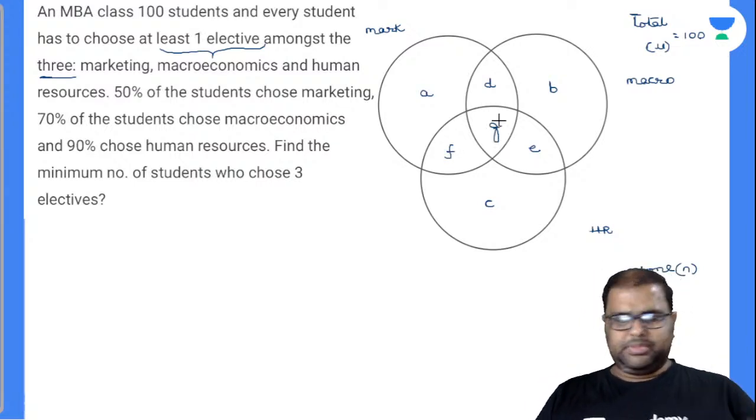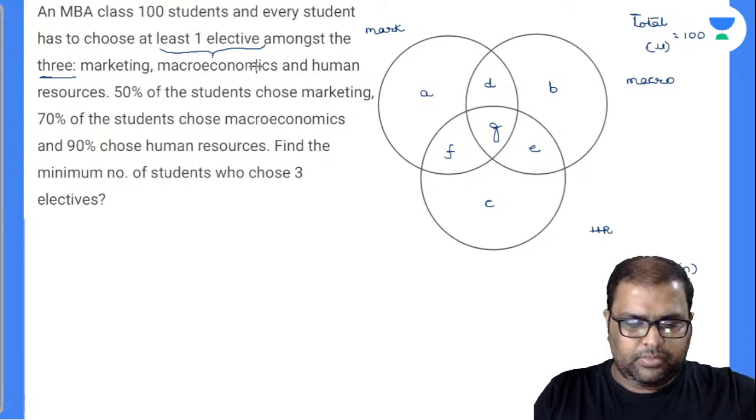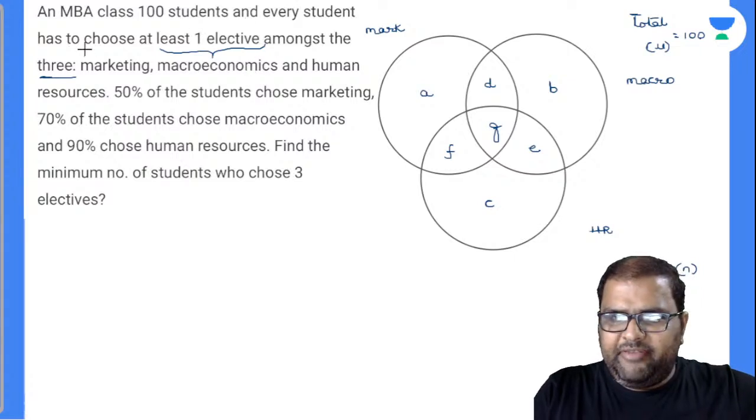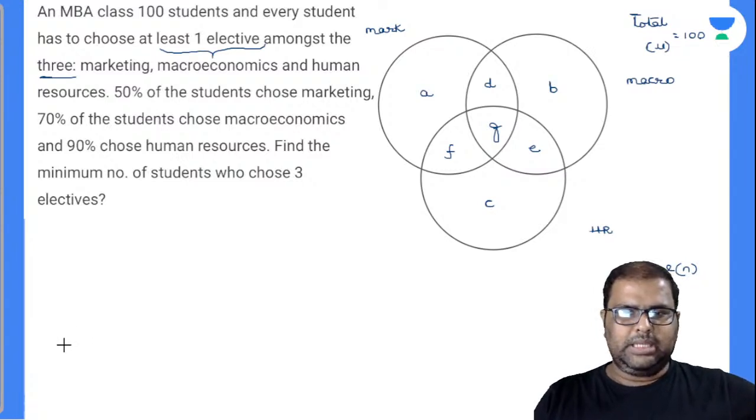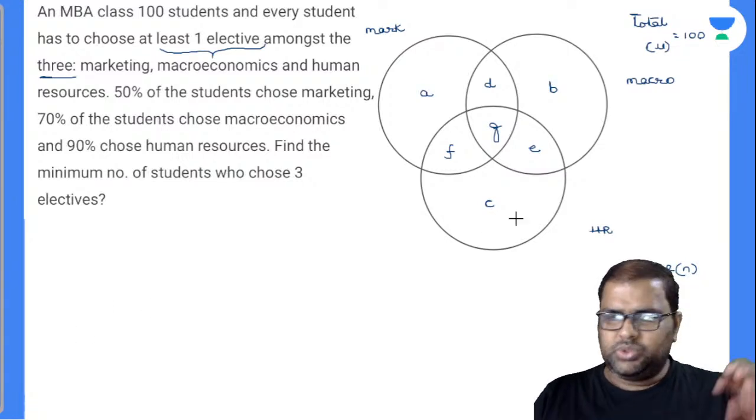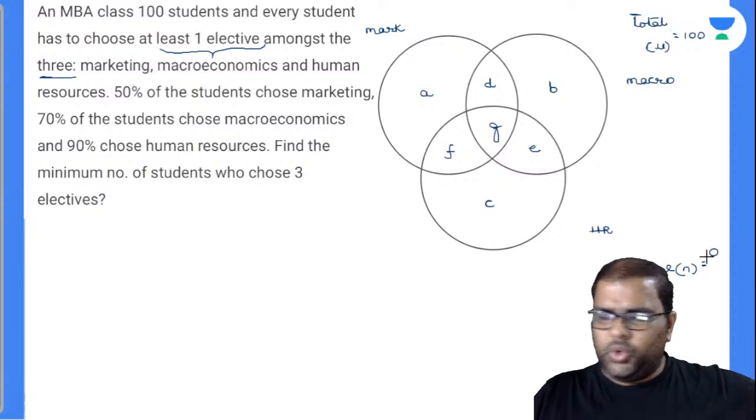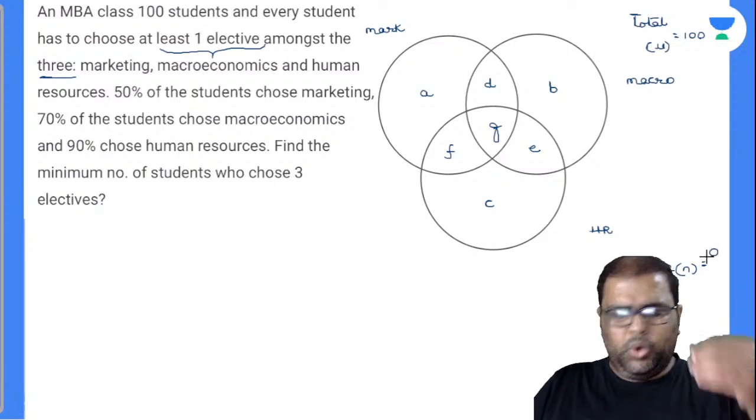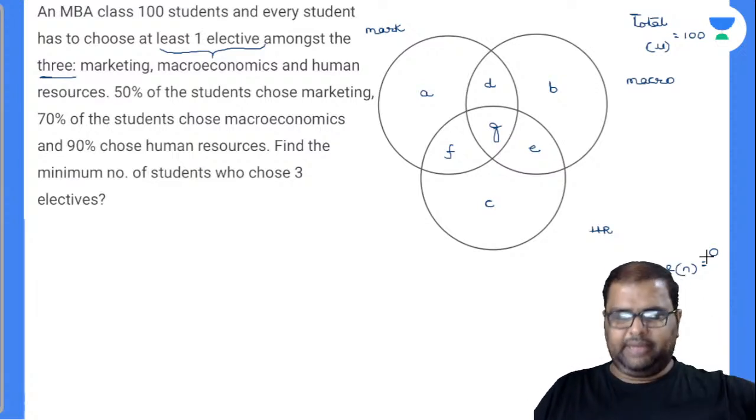Now closely observe one point here. Take a look at what the question asks. Every student has to choose at least one elective amongst the three: marketing, macroeconomics and human resources, it seems. So your none value has to be 0 because there is no student who doesn't take anything. At least they should take one.